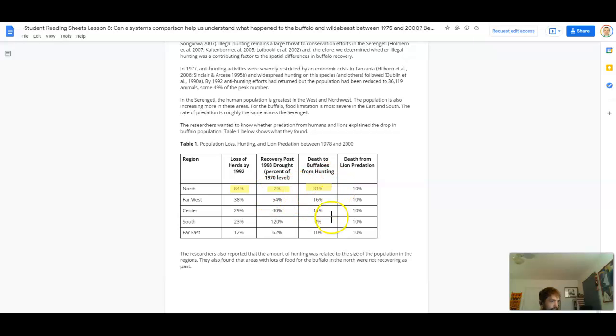The next largest group of death from hunting is 16%. And you can see that these numbers are also increasing. So where the deaths from hunting are the lowest, you had the best recovery from the drought, and the loss of herds was also much lower. So this is a convincing sign that it could be the hunting that was causing this.